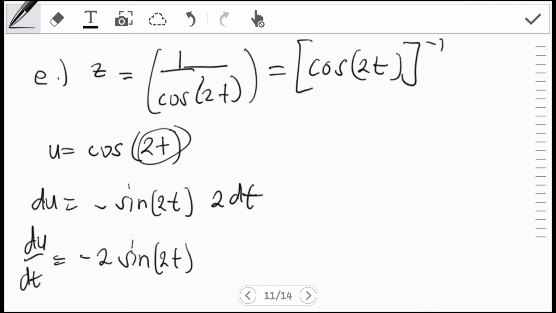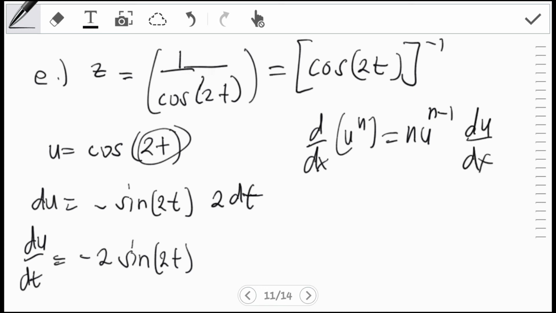Okay. So by applying again this formula, d over dx, u to the n is equals to n u to the n minus 1 du over dx. Okay.